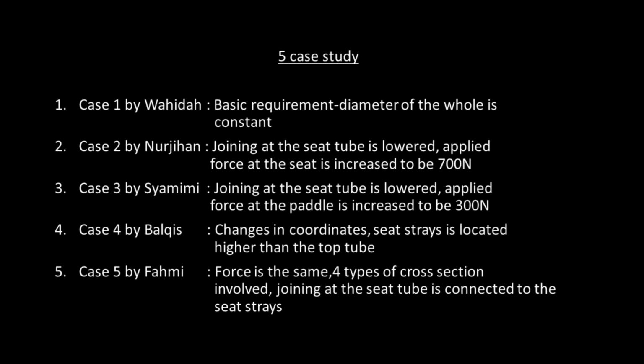Case 4 by Balkis, there are some changes in coordinates and the seat tube is located higher than the top tube. And the last one is case 5 by Fahmi. Force is the same as written in the report, which is 600 Newton and 200 Newton. There are 4 types of cross-section involved and the joining at the seat tube is connected to the seat tray.